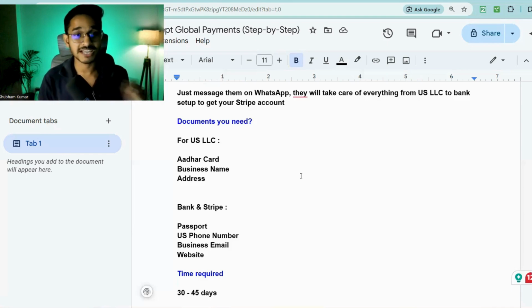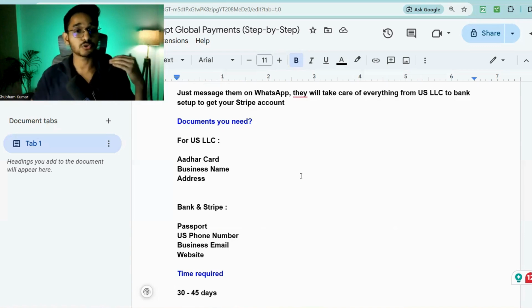That's exactly the problem I have faced. So if you do not have a passport, apply to get a US LLC, and in the meantime apply to get a passport as well. Usually it takes like 2 to 3 weeks max to get a passport. So after a month you will have your US LLC and a passport ready, right?